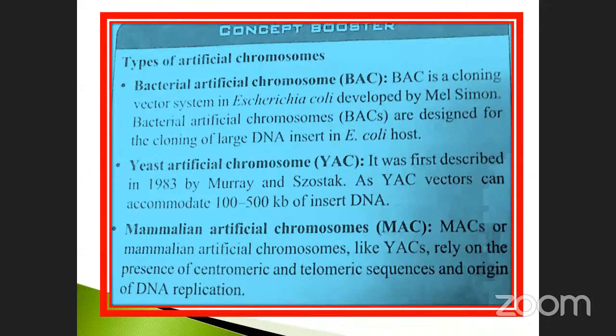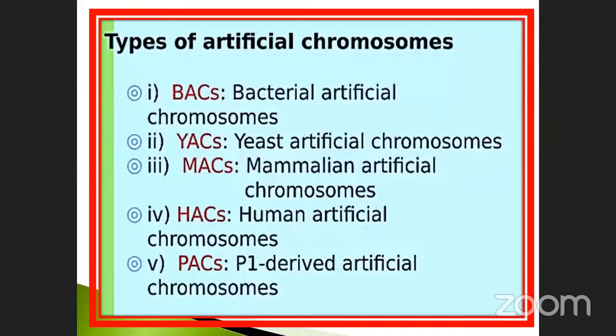The mammalian artificial chromosome is MAC. It is similar to YAC, but here the presence of centromeric and telomeric sequences and the origins of DNA replication are the key features. See that one, types of artificial chromosome: BAC, YAC, MAC, HAC, PAC. BACs are bacterial artificial chromosomes in Escherichia coli, YACs are yeast artificial chromosomes, MACs are mammalian artificial chromosomes, HACs are human artificial chromosomes, and PACs are P1-derived artificial chromosomes.